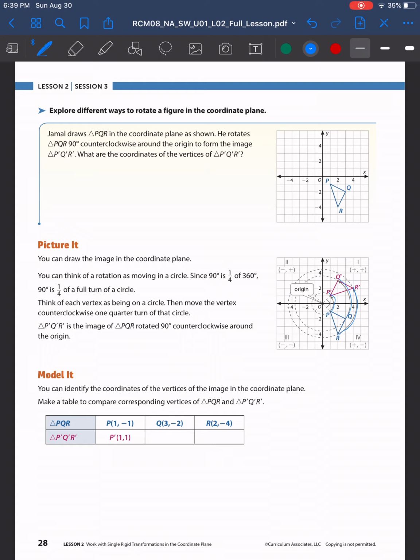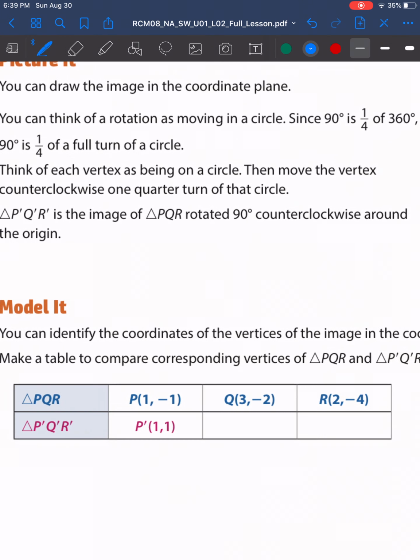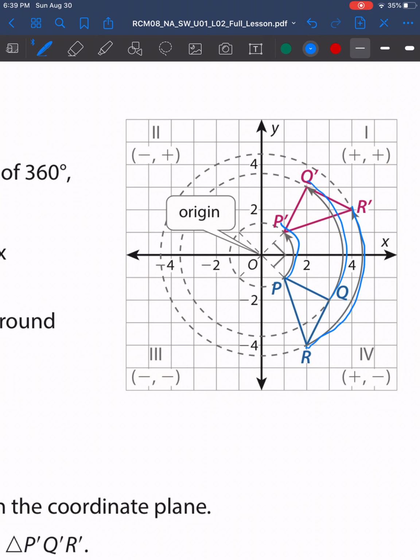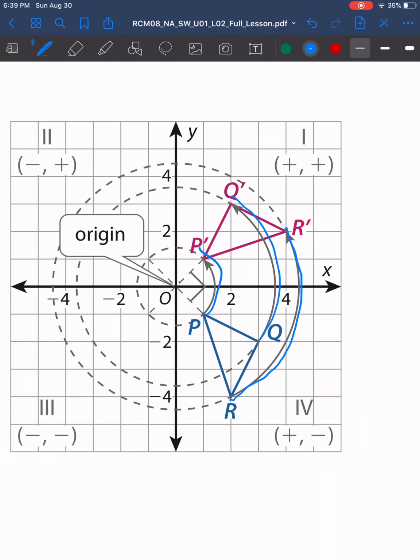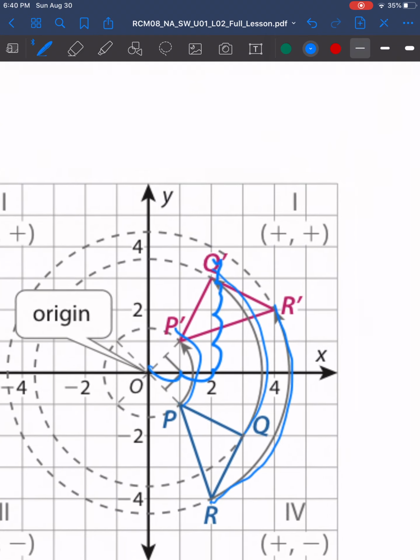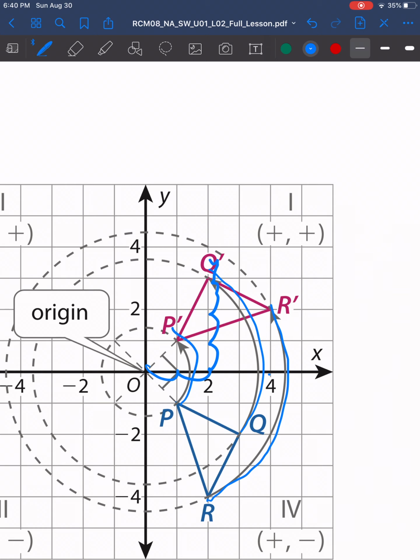You can identify the coordinates of the vertices of the image with the coordinate plane. Here's a table. Let's go ahead and fill out the table. So we see that P prime is now 1, 1. Q prime, what did we change Q prime to? Q prime is over 2 up 4, no 3. So it would be 2, 3. And then R prime is over 4 up 2.